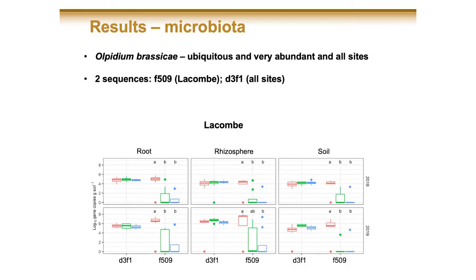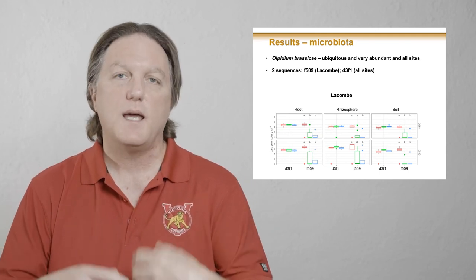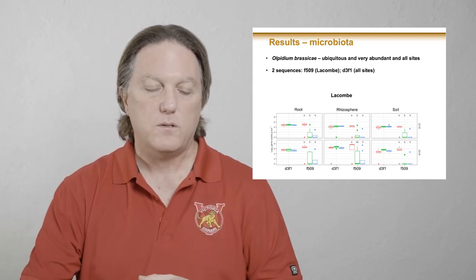So if we look at this F509 sequence, for example, that was found only at Lacombe, we see a significant enrichment of that particular sequence under straight canola compared to the rotational strategies in all three compartments: in the root, in the rhizosphere, and in the soil. And this other sequence, D3F1, which is very similar in terms of its actual sequence, was not affected by the rotational strategies. So this is something that's important to follow up on. These two organisms, all we know about them is their ITS sequences, and yet they respond very differently to the rotational strategies.